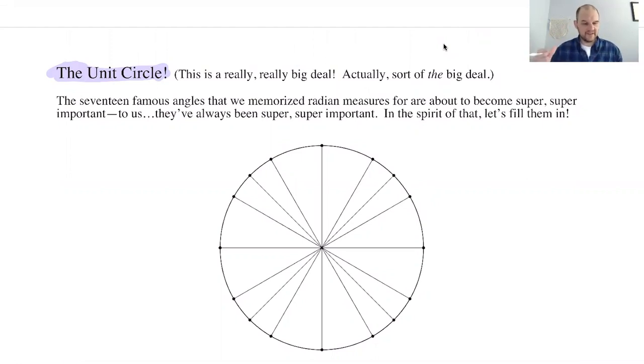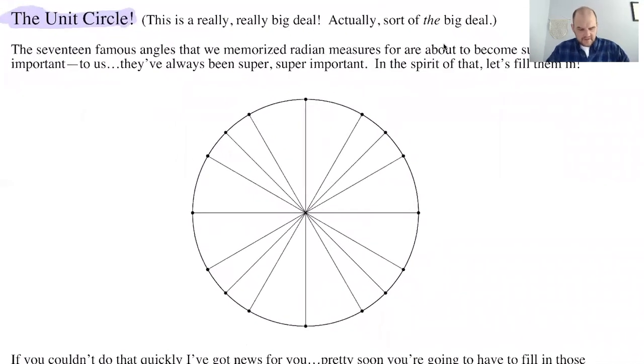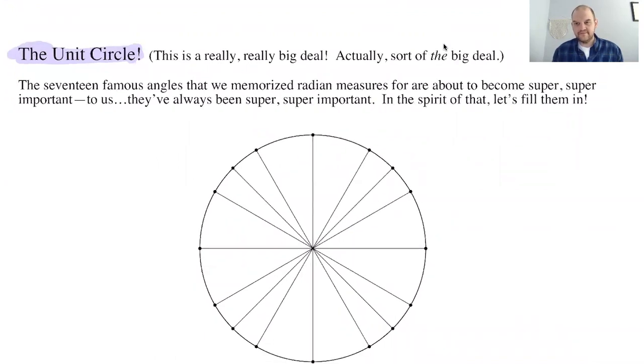Like I've mentioned, radians need to become kind of like another language to you that you are fluent in. The unit circle is a big part of that. So let's take a look at this picture. The 17 famous angles we memorized radian measures for are about to become super, super important to us. They've always been super important to everyone else, but to us right now. So in the spirit of that, let's fill them in.